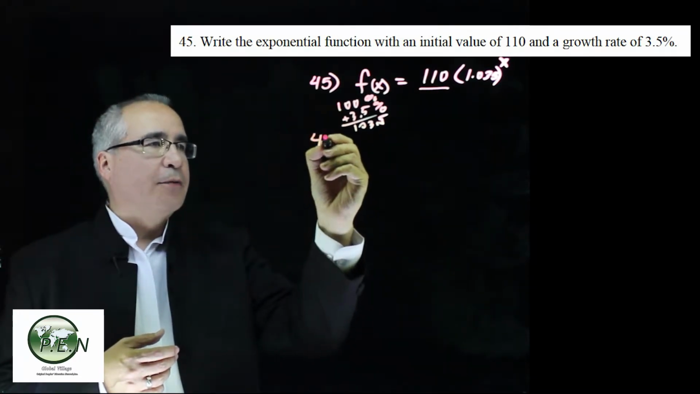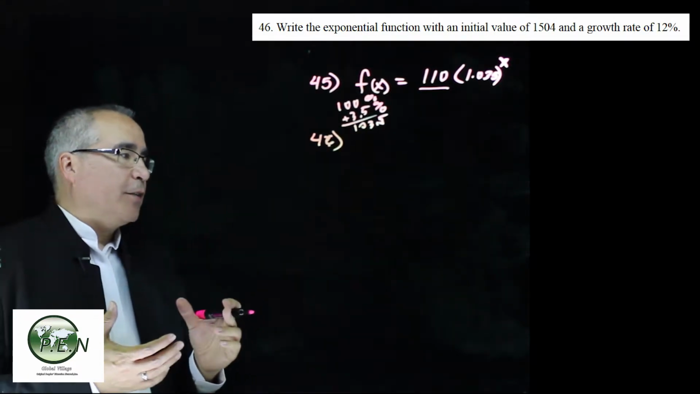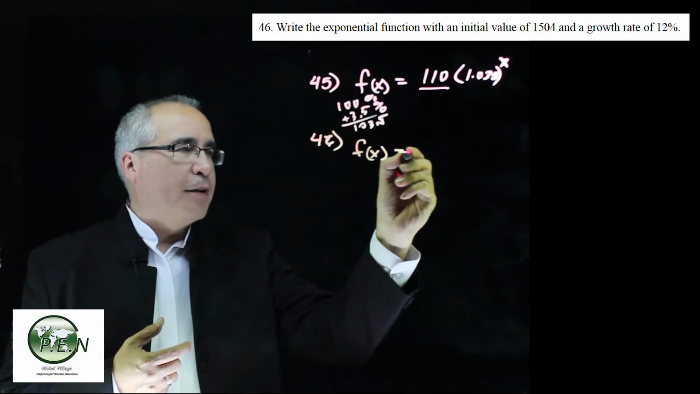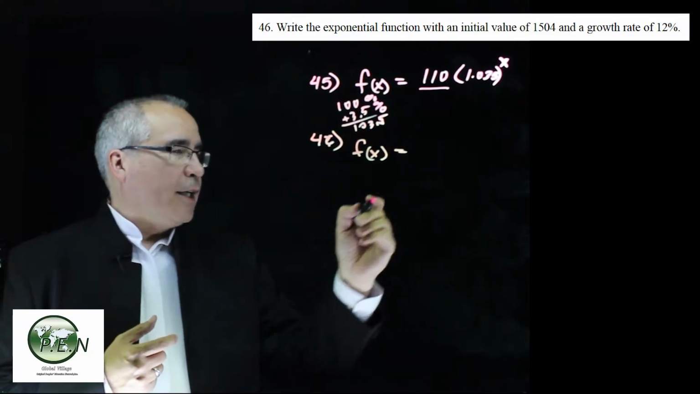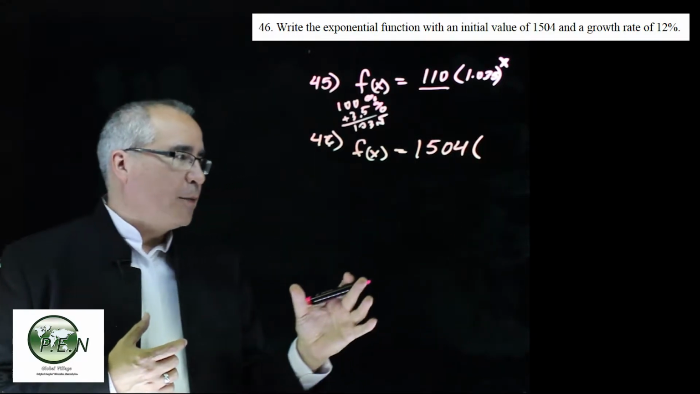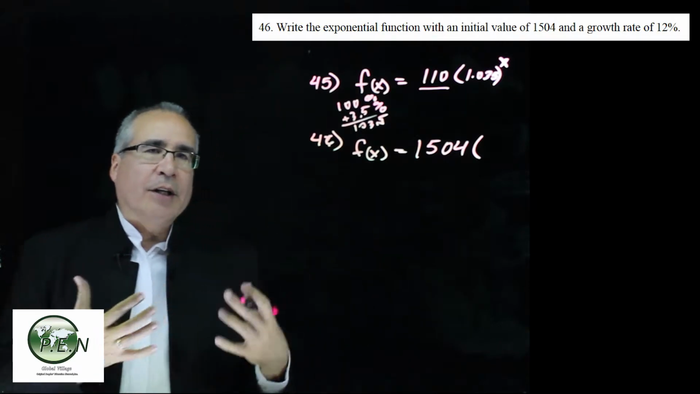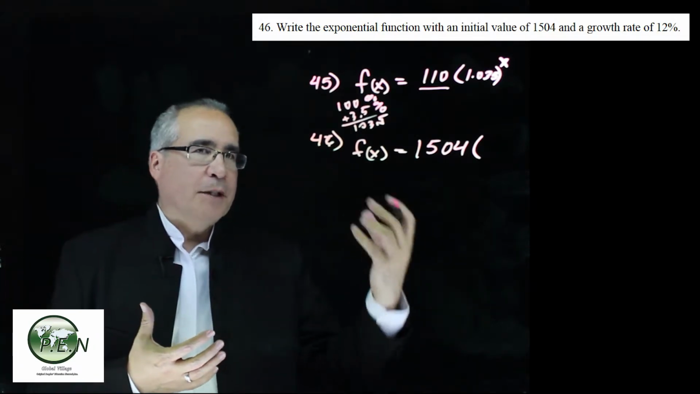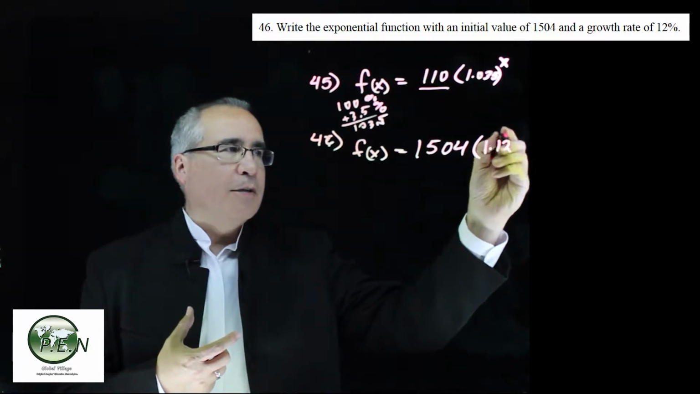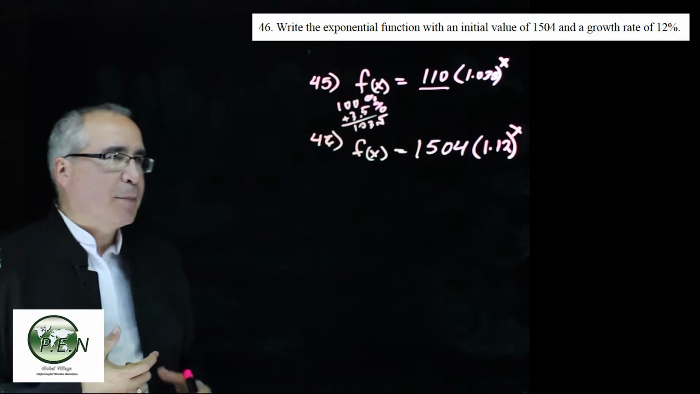So here's 46. 46, we've got an initial value. We start off with this function notation of 1,504. It always goes first. That's what we're starting with. And we're going to have a growth rate of 12%. So again, drawing on everything we've done, that's 100 plus 12, 112%. 1.12 is our factor raised to the x power.